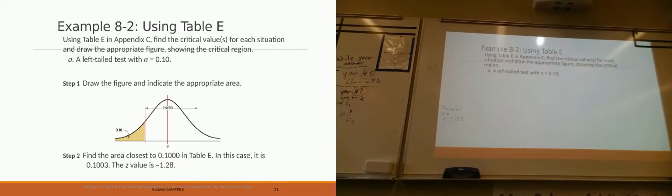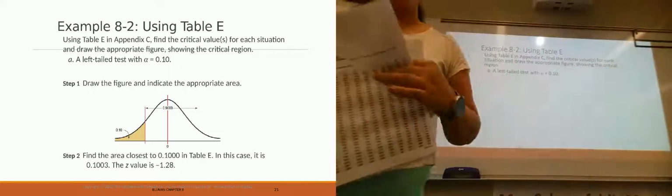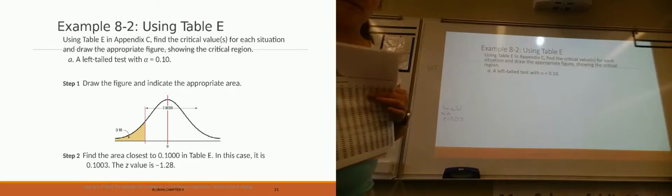Okay, next example, we're actually going to do some of them. Use Table E and Appendix C to find the critical values. I like this one: a left tail test with alpha equals 0.1. So you're finding these guys.